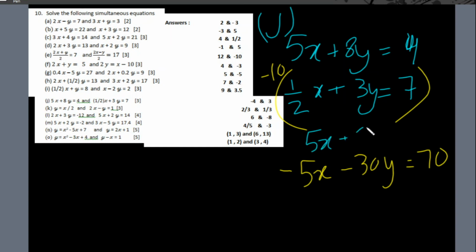5x plus 8y equals 4. Now you'll eliminate x on your own by adding the two equations, get the value of y, and then put the value of y in any one of these equations to get x as well. Okay, let's do K now.